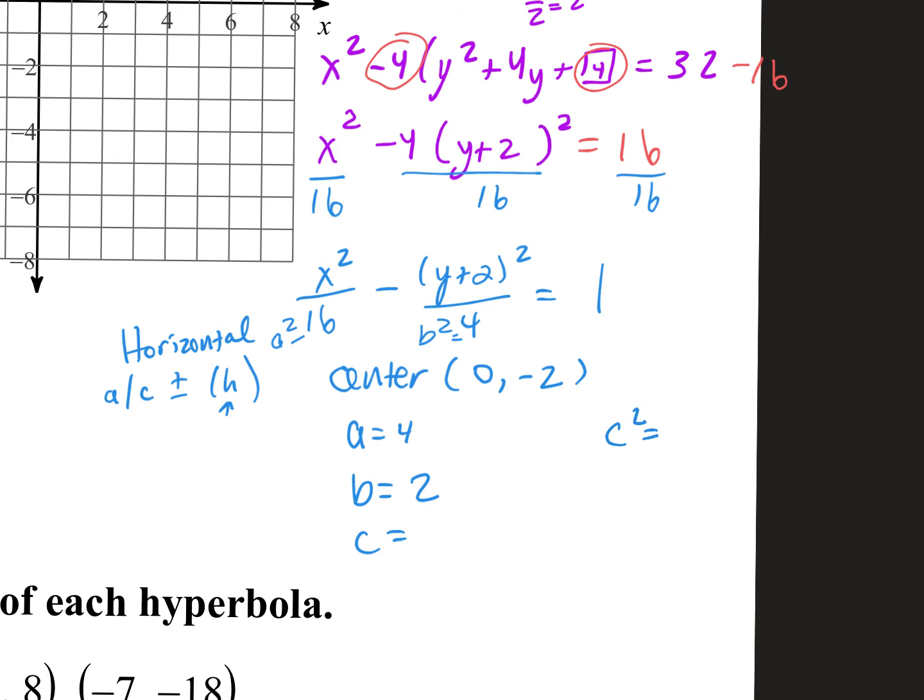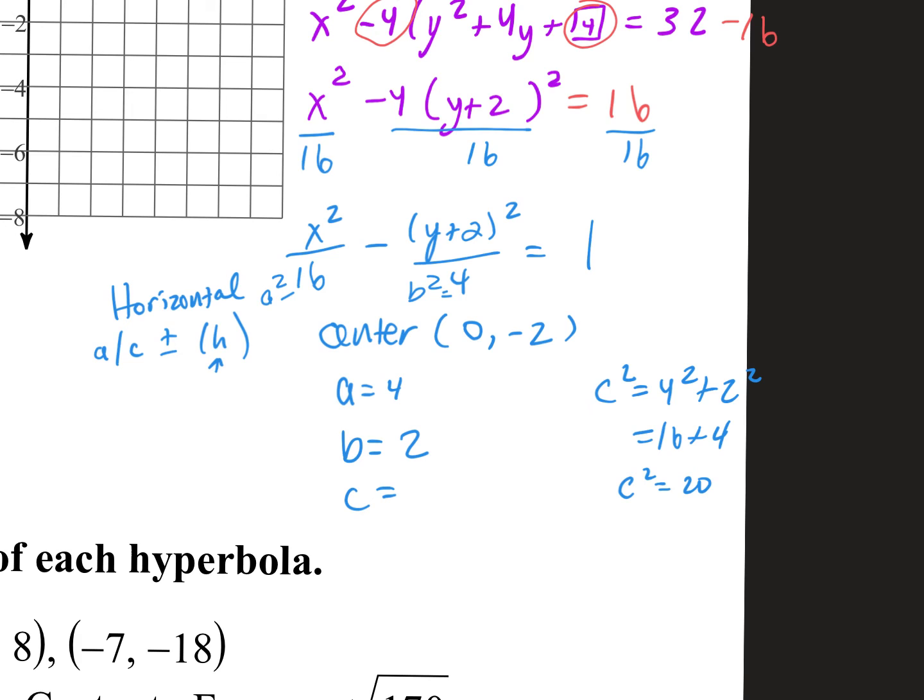And then how do I find c? c squared equals 4 squared plus 2 squared. 16 plus 4. So c squared equals 20. What's c equal? Which is? 2 square root of 5. Thank you, ma'am. 2 square root of 5.